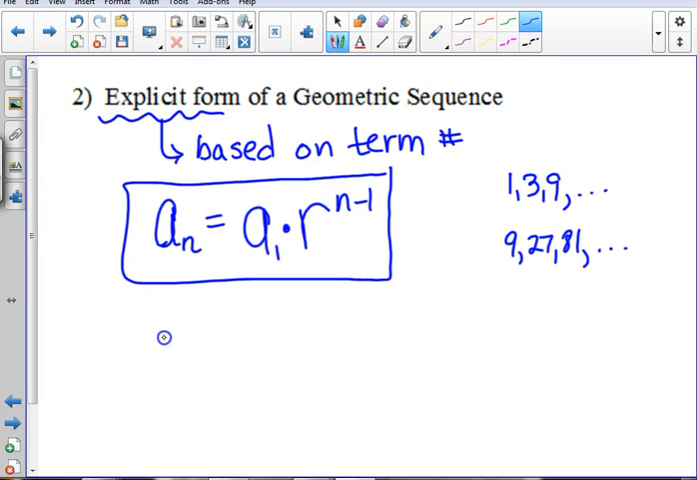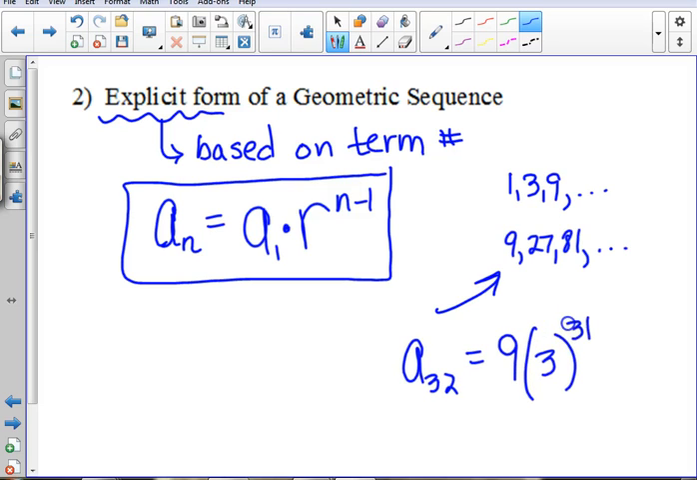So if I wanted to know the 32nd term of this, I'd say it started at 9 and we're multiplying by 3 31 times, and that would be a giant number. Okay? I really don't care what it is.